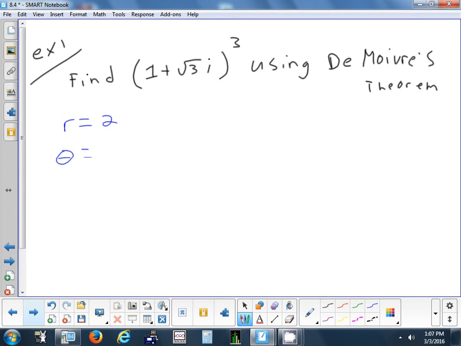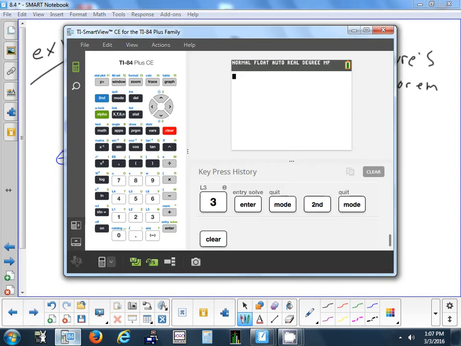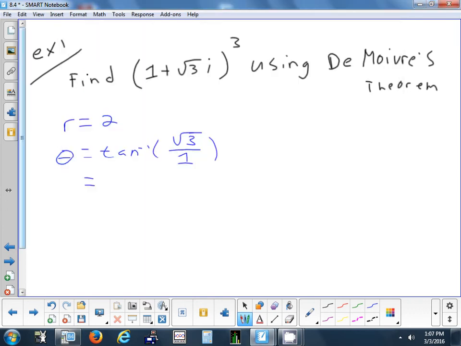And what quadrant is that point in? First, what's my formula to find theta in the first quadrant? Inverse tangent of y over x. What's y in this case? Square root of 3. And what's x? Okay, so I need the inverse tangent of square root 3. 60 degrees.